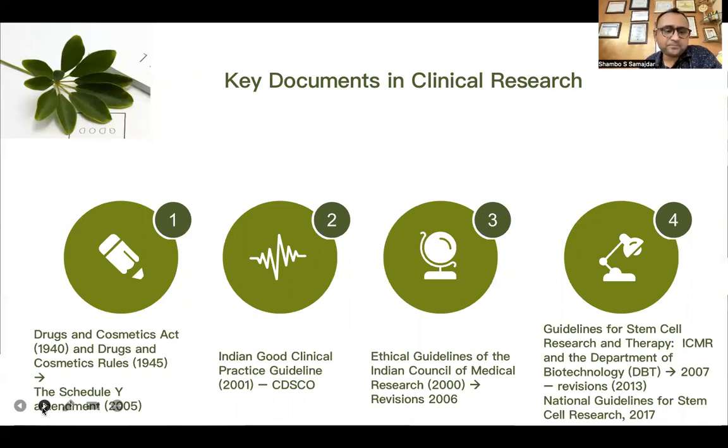So there are a few important key documents in the history of clinical research specifically guiding ethics in India, starting from the Drugs and Cosmetics Act in 1940 to the Drugs and Cosmetics Rules in 1945. After that, the Schedule Y amendment in 2005. We had our good clinical practice guideline in 2001 by CDSCO. Also important to acknowledge is the ethical guideline of the ICMR in 2000, which was revised in 2006. We were so advanced that we had guidelines for stem cell research and therapy. ICMR developed that in 2007, and it was revised in 2013. And finally, we have a new modified guideline of very international standard, the National Guidelines on Stem Cell Research 2017.